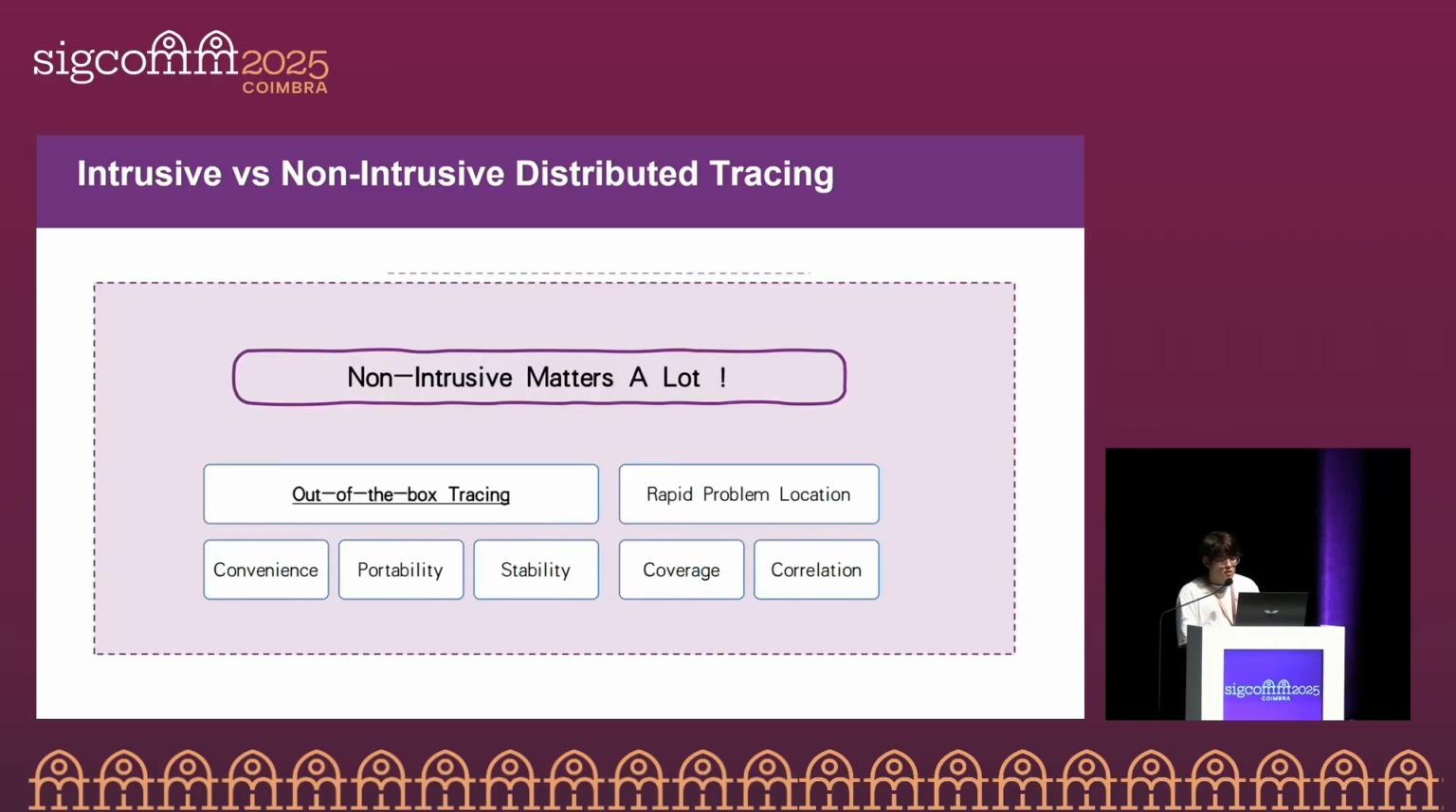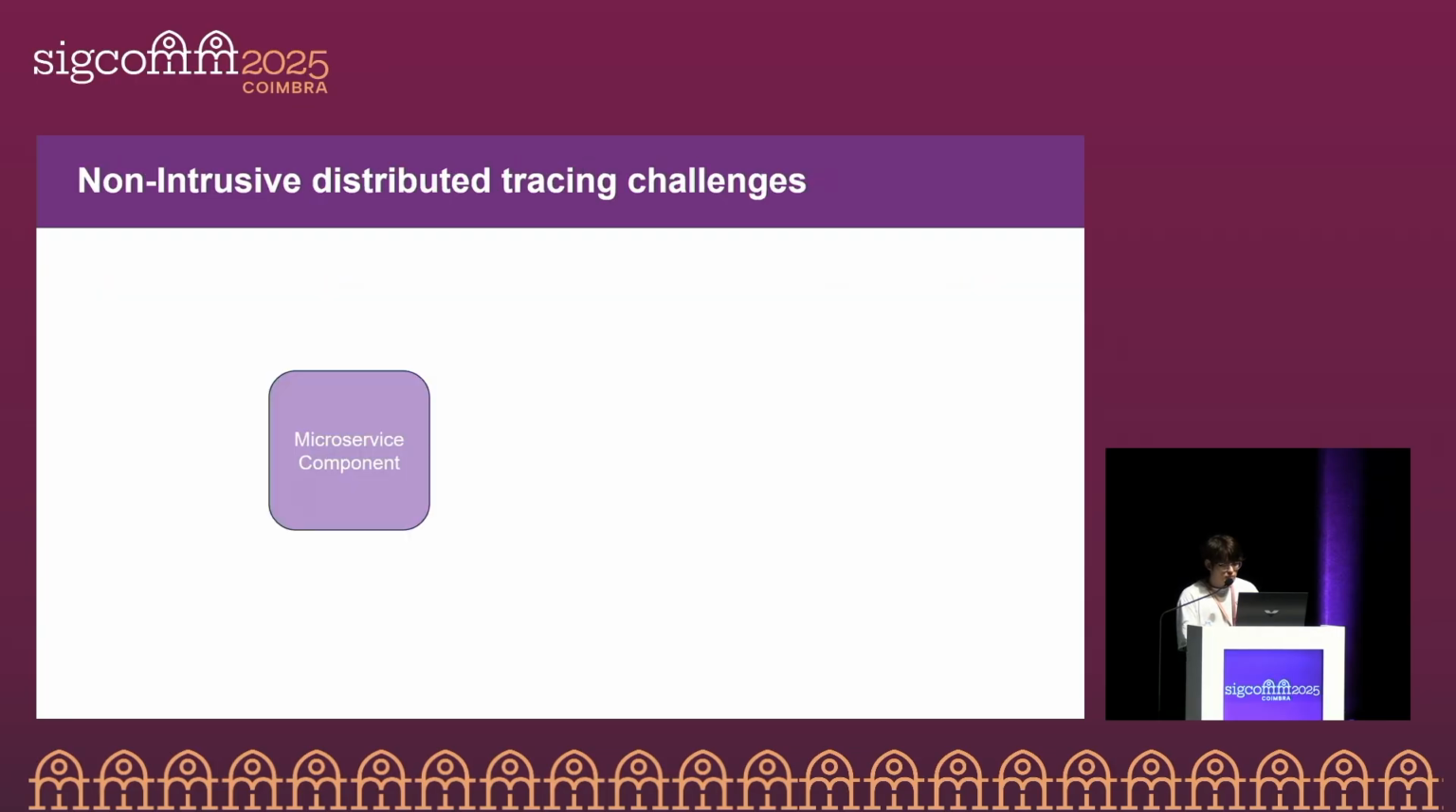By comparison, non-intrusive tracing offers significant advantages. Developers don't need to write application code to integrate tracing frameworks, saving a massive amount of development effort. This makes it convenient to use, and it can cover any component and be quickly ported to various microservice applications.